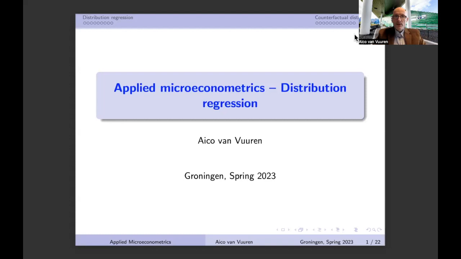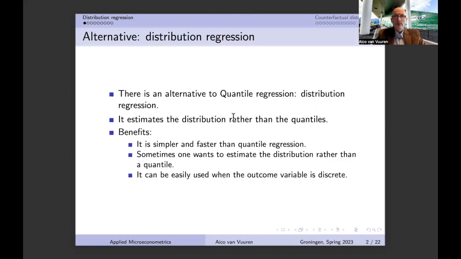This is now the third video in applied microeconometrics, and this video is going to be about distribution regression. Remember that in my very first video I said that we are going to talk about quantile and distribution regression, and I have already talked a lot about quantile regression, but I haven't said anything about distribution regression yet. But that's going to change today. What we can say is that there is an alternative to quantile regression, and that is indeed distribution regression.